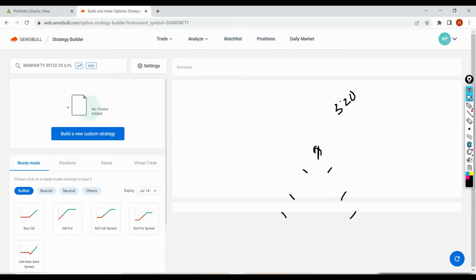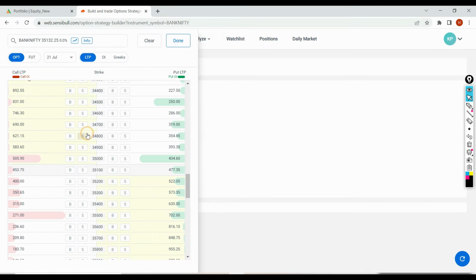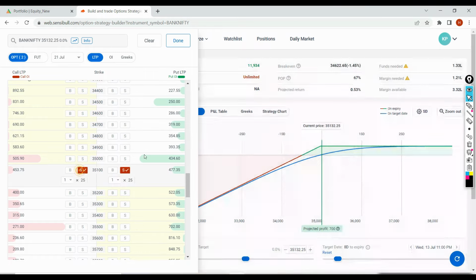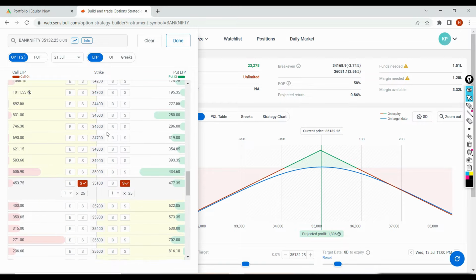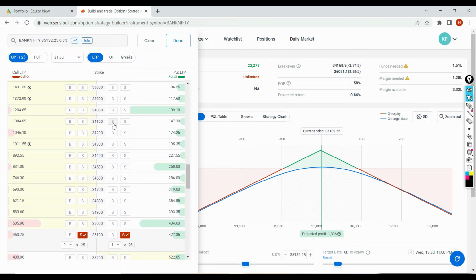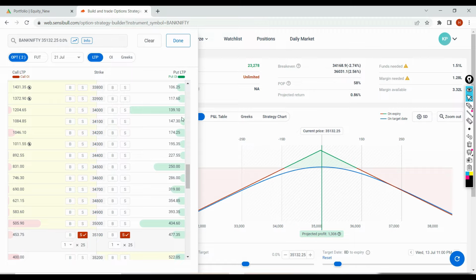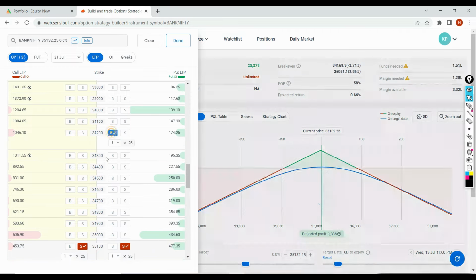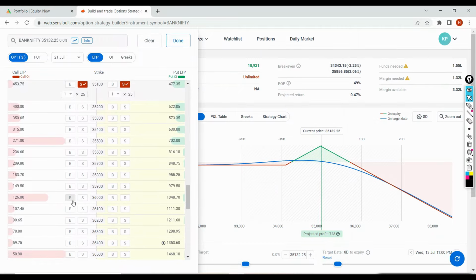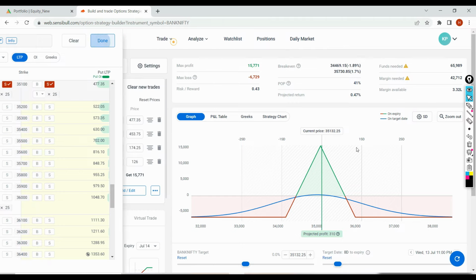You guys will get confused otherwise. I'll go for the 22nd, and I'll go for 35100, 34100. Okay, let me go for 34200, because this is a break even, right? 34200, and what was the other break even? 36,000. 34200 and 36,000. Okay, perfect. This is your Iron Fly.